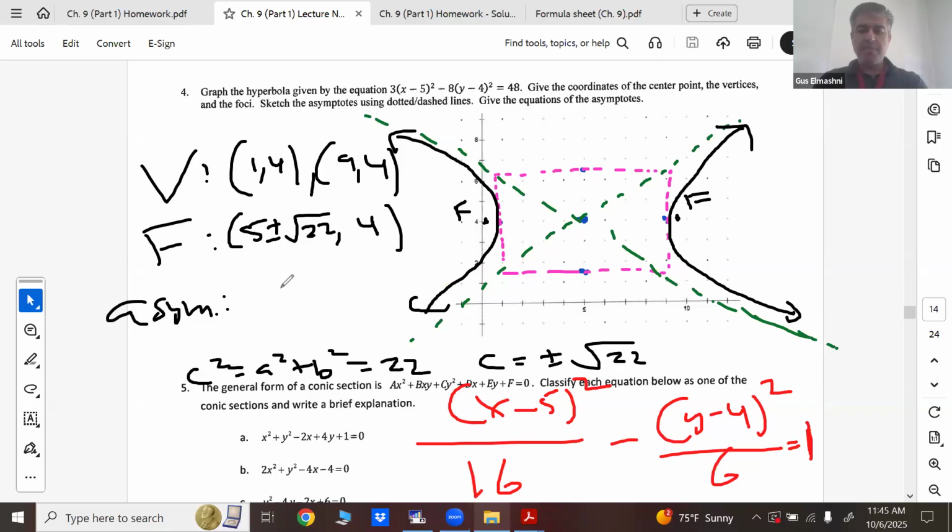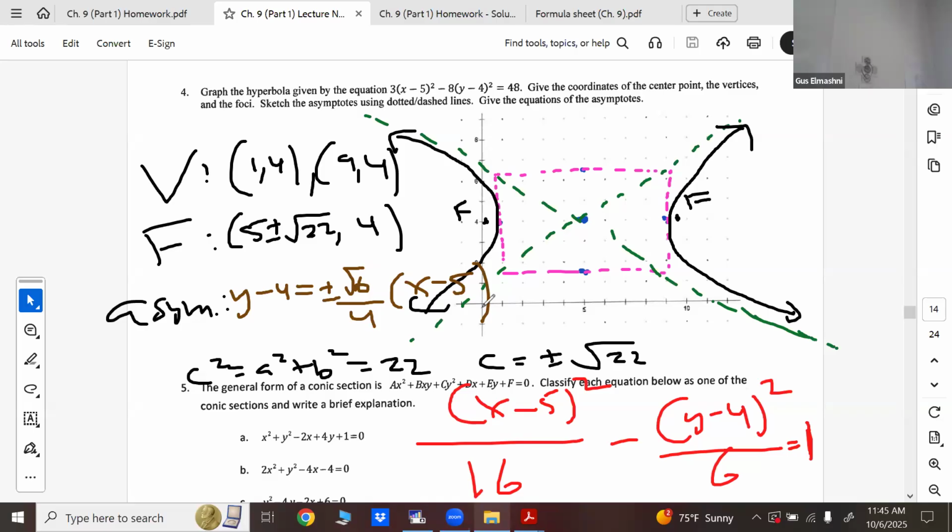Lastly, the asymptotes. I'm going to say y minus 4 equals plus or minus. And again, there are formulas that people can memorize, like you should always do A over B or B over A, whatever. Nonsense. Just look at it. How far are you going up? How far are you going over? Done. There you go. So plus or minus root 6 over 4, because you know it's a positive and negative, times x minus 5. You guys could totally handle that.